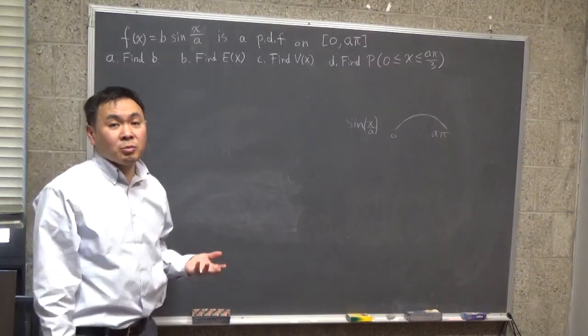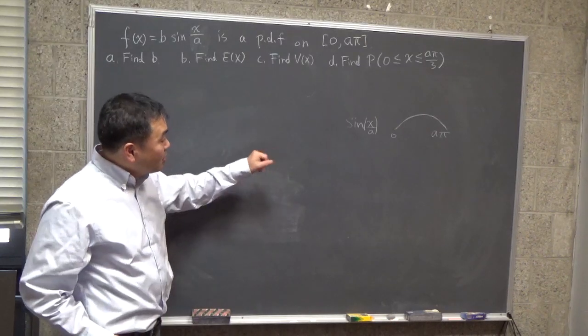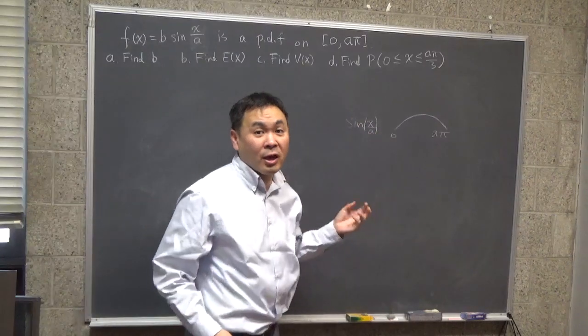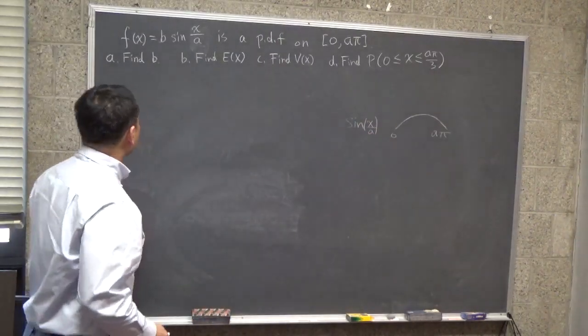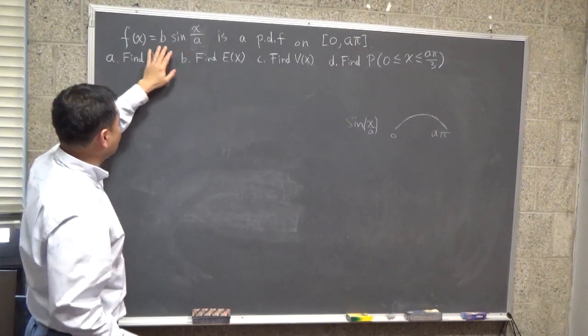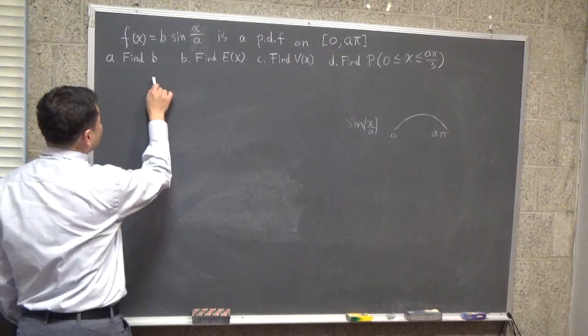Now, for a probability density function to be a probability density function, you need it to be positive, and also the area should be 1. So that's what this first question is about. For the area of this to be 1, b has to satisfy certain conditions. So let's see what that is.